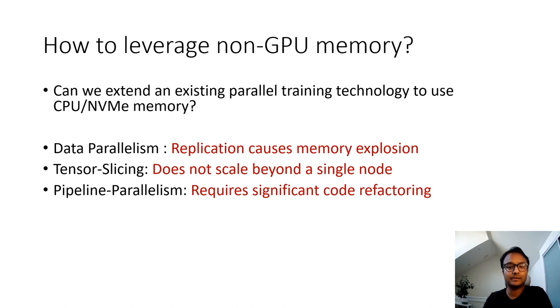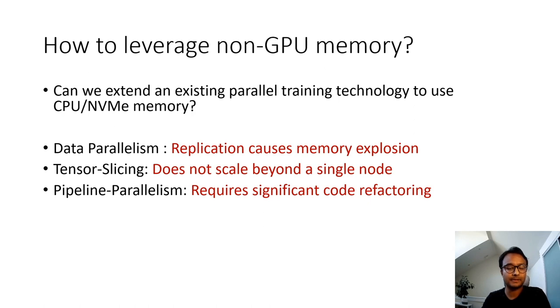If we look at data parallelism, it replicates data across multiple GPUs, and this replication causes a memory explosion, so it simply doesn't work. Tensor slicing, on the other hand, cannot scale across multiple nodes, so it cannot leverage CPU, GPU, or NVMe memory across nodes.